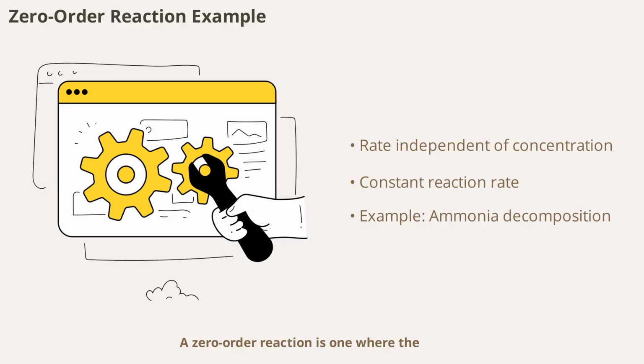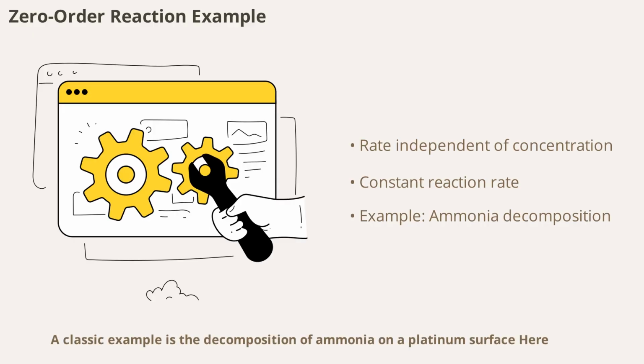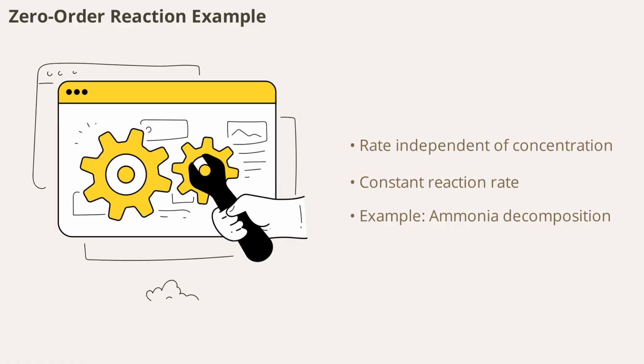A zero-order reaction is one where the rate is independent of the concentration of reactants. This means the reaction proceeds at a constant rate until one reactant is used up. A classic example is the decomposition of ammonia on a platinum surface. Here, the rate remains steady because the catalyst surface is saturated. Zero-order reactions are rare but important in catalysis and industrial chemistry.